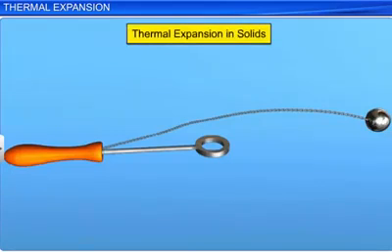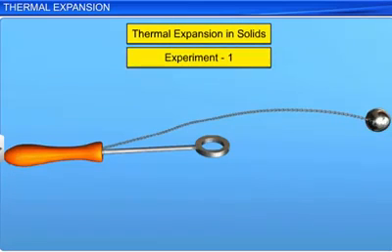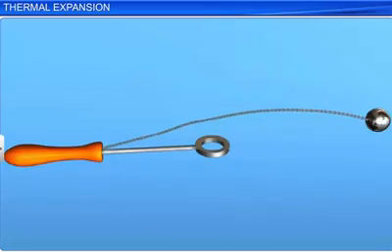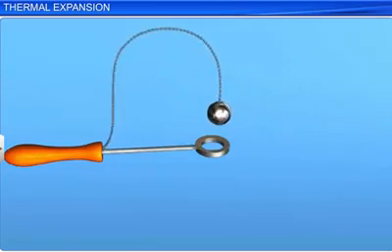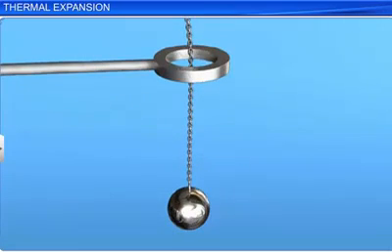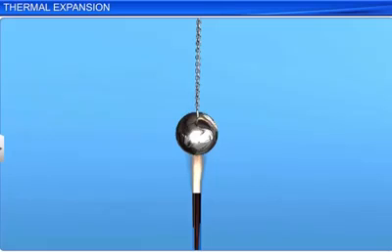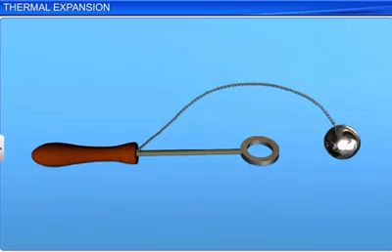Thermal expansion in solids can be understood with the ball and ring experiment. Take a metal ball and a ring. The diameter of the ball should be such that it just passes through the ring. Heat the ball for some time over a burner. Now, try to pass it through the ring.